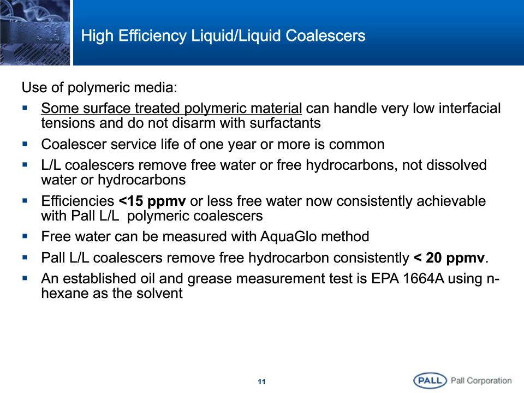And free water can be measured by what we know as the Aqua-Glo method. The total water content can be measured by something called the Karl Fischer titration. In the case of oil removal, these Pall coalescers can remove consistently the free oil below 20 parts per million. And an established test for the oil and grease would be the EPA 1664A using n-hexane as a solvent.